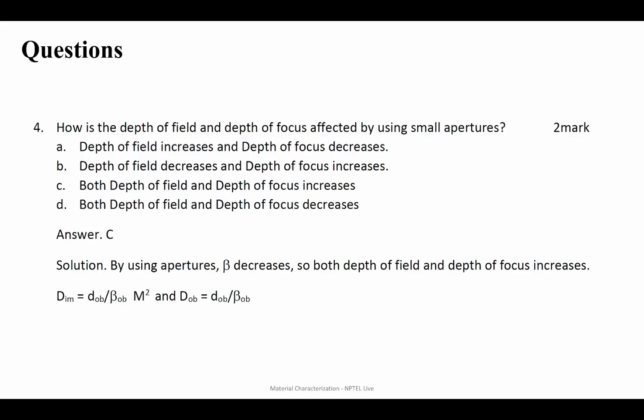So the answer is C. So both will increase. By using a small aperture, we are reducing the collection angle. The formula for depth of field is d objective by beta objective m square, and depth of focus is d objective by beta objective. So both of them will increase. This thing we had already studied in SEM.